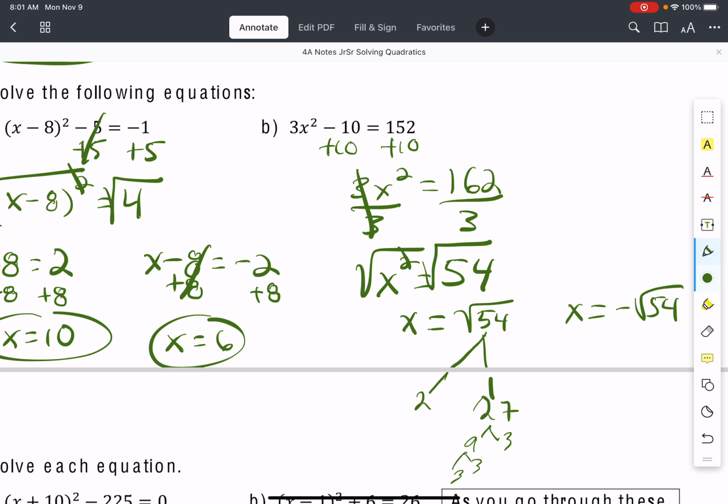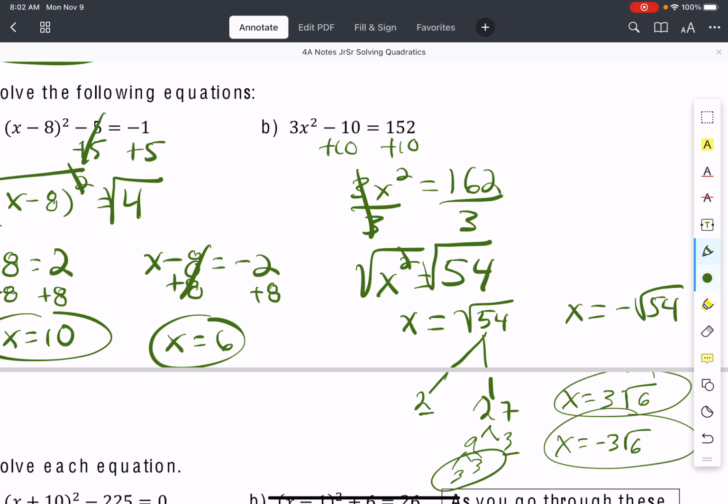Pairs or triples? What am I looking for? Pairs. I have one, right? And I have 2 leftovers. What do I do with the 2 leftovers again? Multiply them. So my answers are 3 square root 6 and negative 3 square root 6.